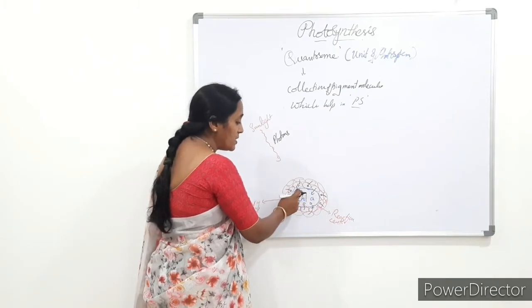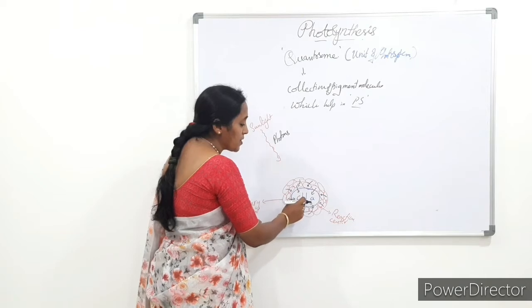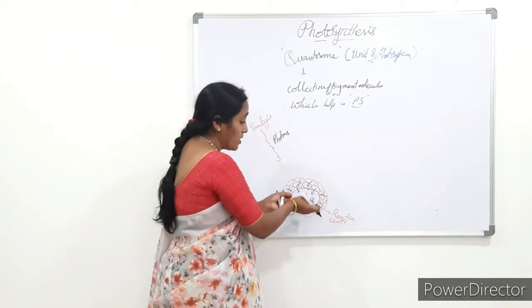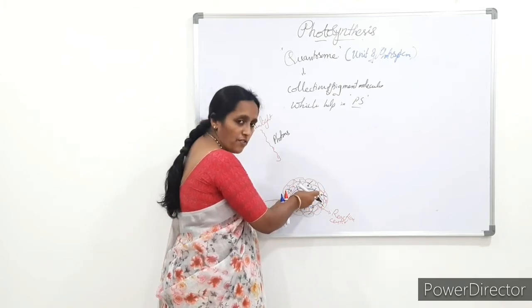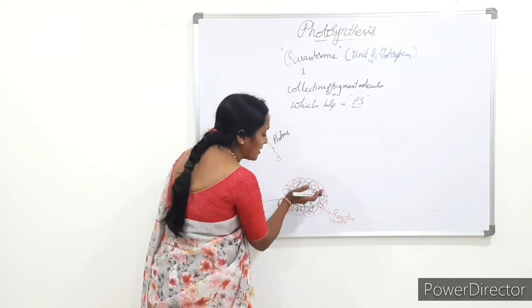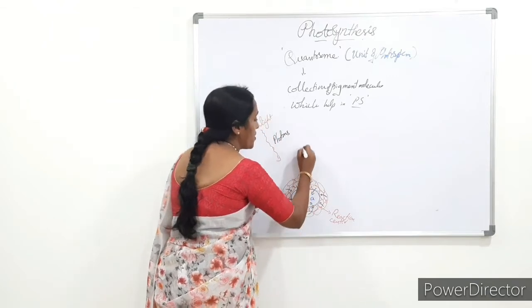The energy which ultimately comes to the chlorophyll A pigment gets excited, because so much energy is present in the chlorophyll A pigment. So the electrons get excited. Then what happens?